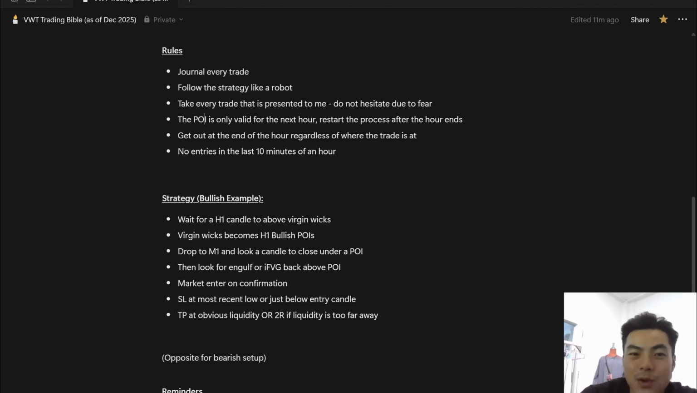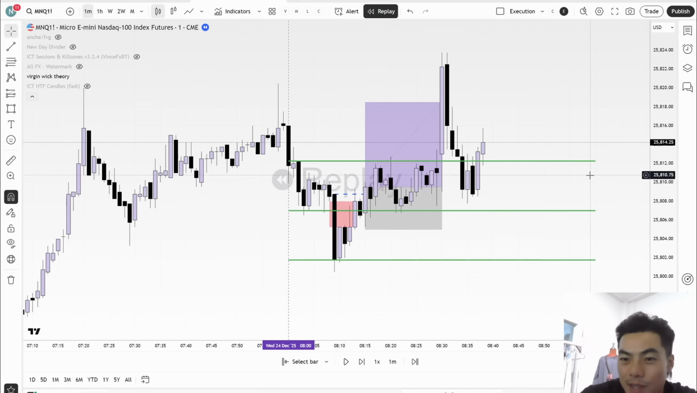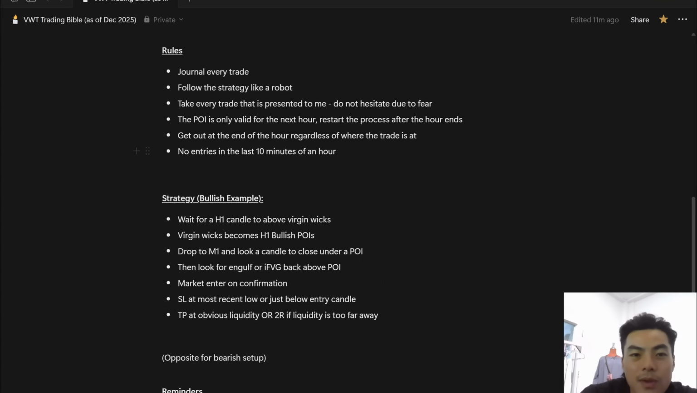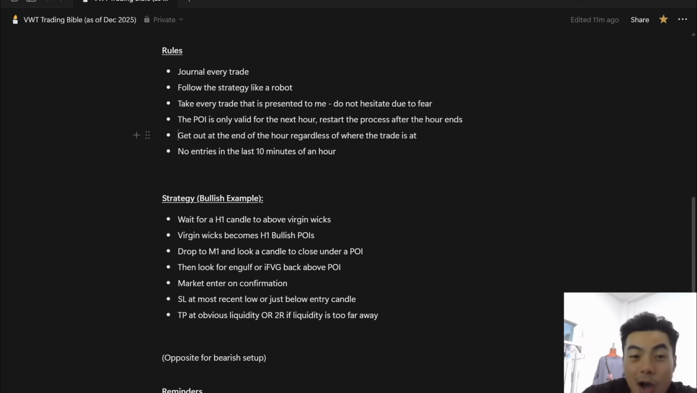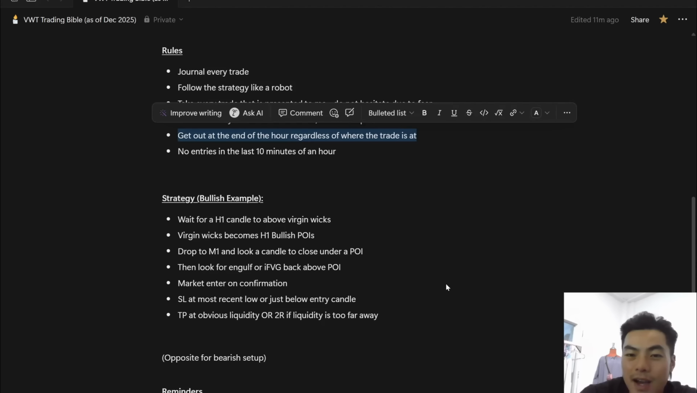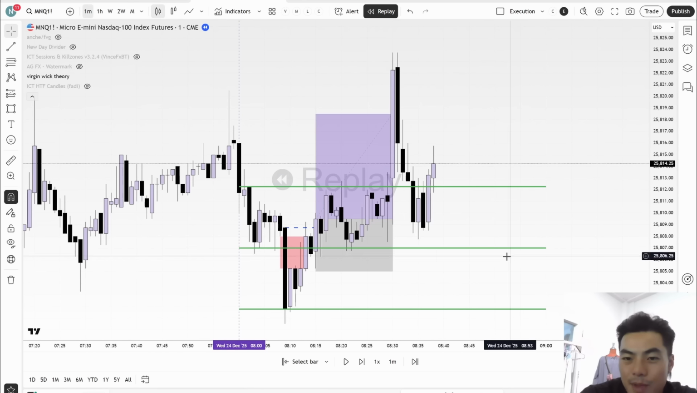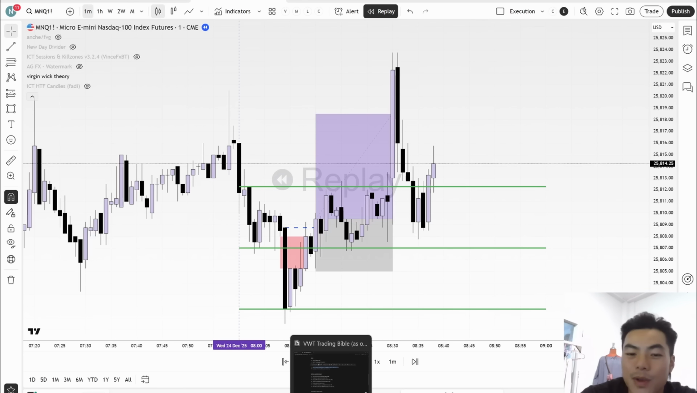Regarding the POI, it is only valid for the next hour, which is why, as you saw with the indicator, it will only plot it for the next hour, which is perfect. And I'll restart the process after every hour ends. And I will get out at the end of every hour, regardless of where the trade is at. So, for example, if I was still in the trade and we got to 9 a.m. here, I would manually close the trade out. And yeah, the last thing is I will not enter a trade in the last 10 minutes of an hour just because the hour is going to close soon anyways. So there's no point.